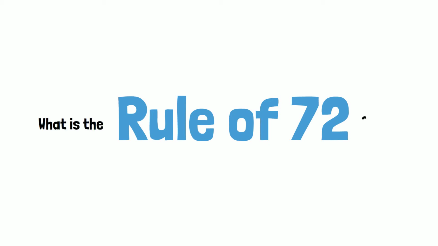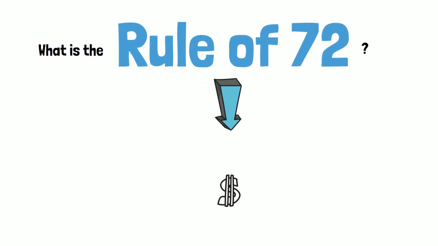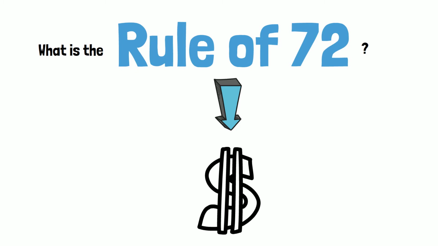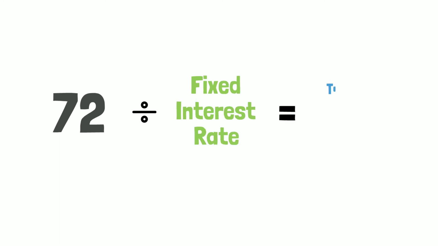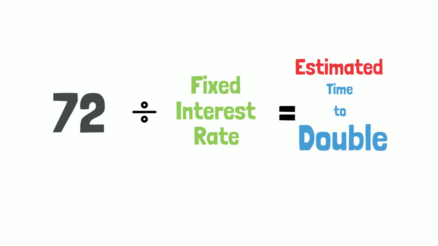What is the rule of 72? It is simply a way to determine how long an investment will take to double, given a fixed interest rate. By dividing 72 by the fixed interest rate, you can obtain a rough estimate of how long it will take for your initial investment to double.